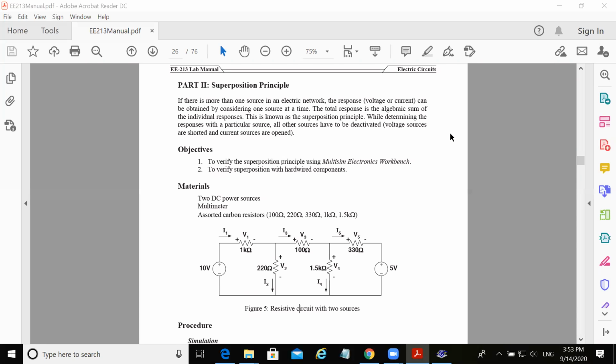Okay guys, so now we are at part number 2, which is about the superposition principle. And the superposition principle is applied when we are dealing with two or more than two sources in a network.